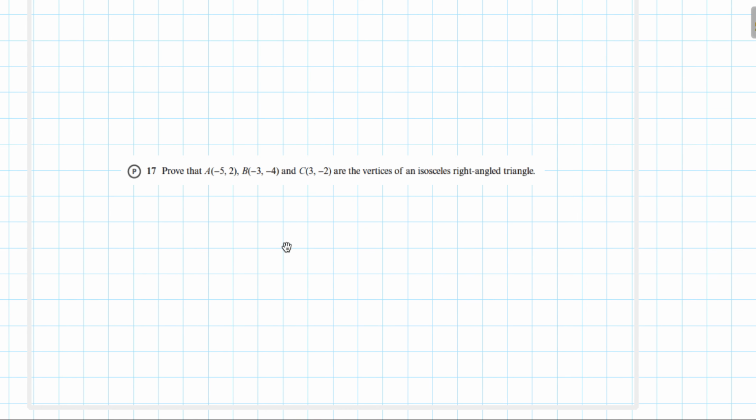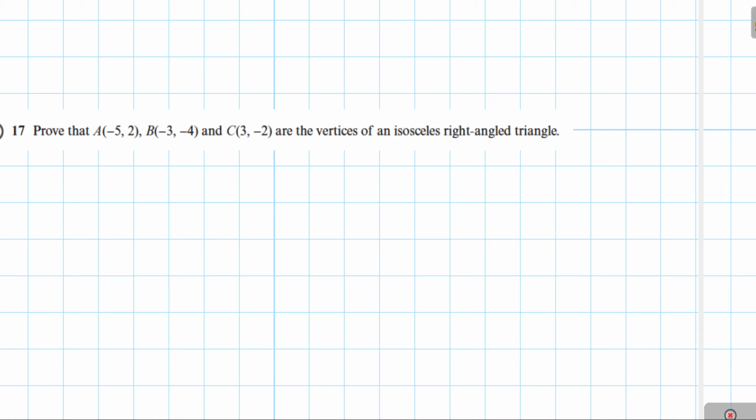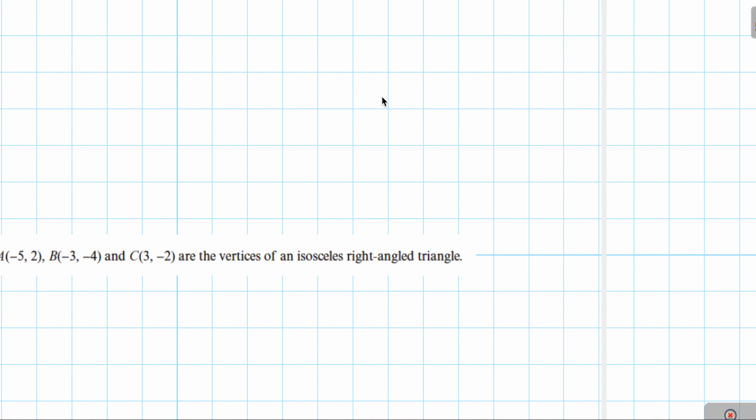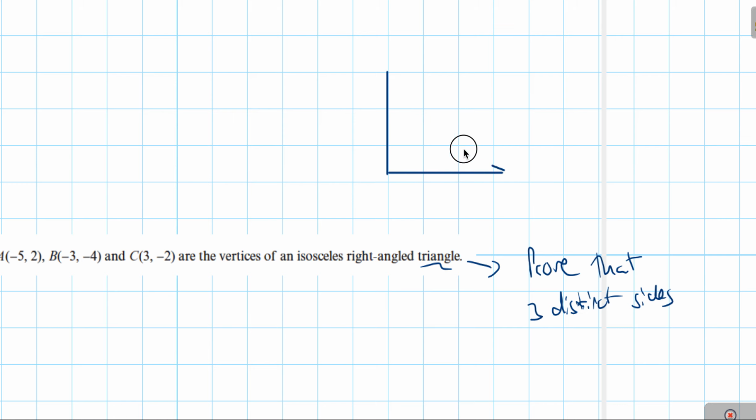Question 17: prove that A (minus 5, 2), B (minus 3, minus 4), and C (3, minus 2) are vertices of an isosceles right-angled triangle. So for an isosceles right-angled triangle, first of all, it's a triangle, so we need to prove that there are three distinct sides. The second thing we need to prove is the right angle. So to do that, there must be two sides that are perpendicular.